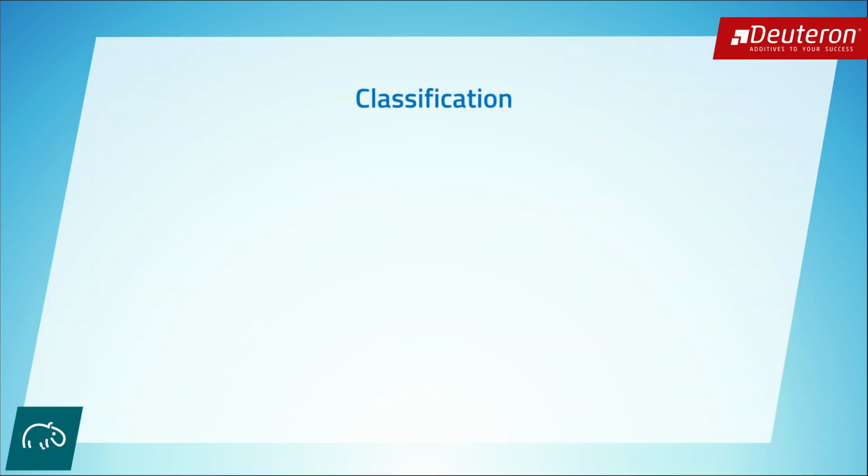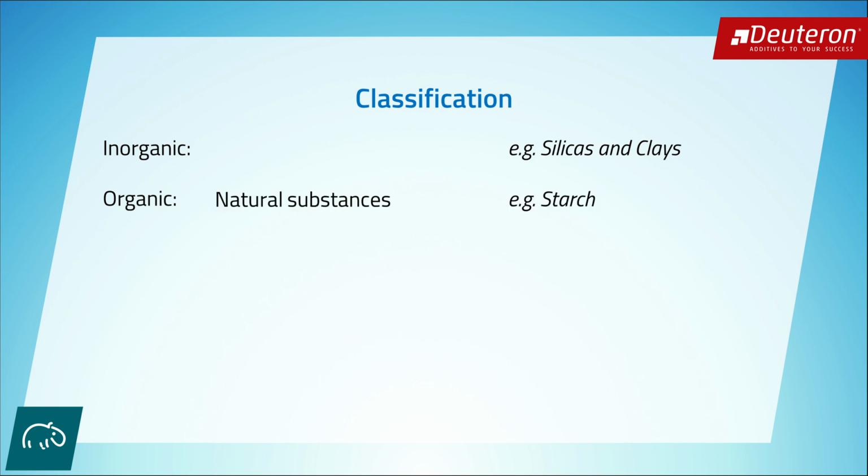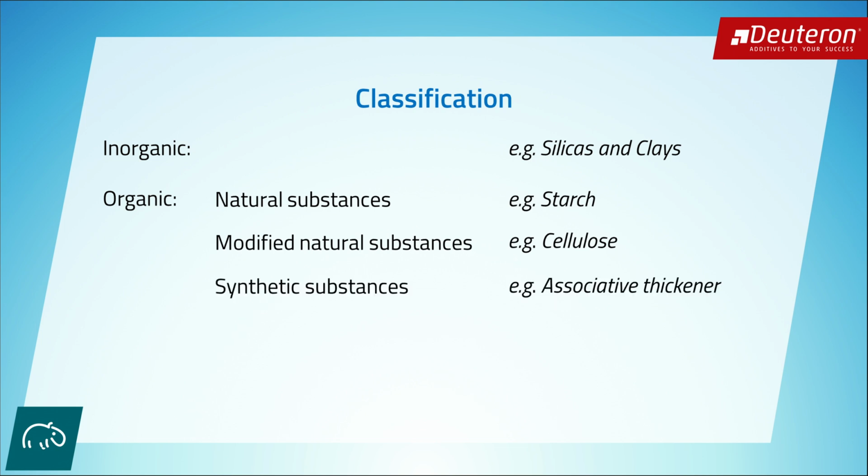The first differentiation can be made between inorganic and organic thickeners. Inorganic thickeners are, for example, silicas and clays, like silicium dioxide and aluminium silicates. Organic thickeners can be natural substances such as starch, modified natural substances like cellulose products, for example, hydroxypropylcellulose, or synthetic substances like so-called associative thickeners. They have hydrophilic and hydrophobic parts similar to surfactants. These substances interact with the binder to create rheological effects.